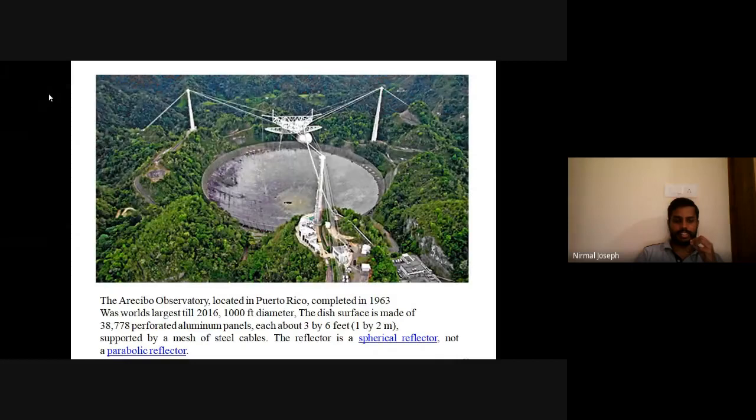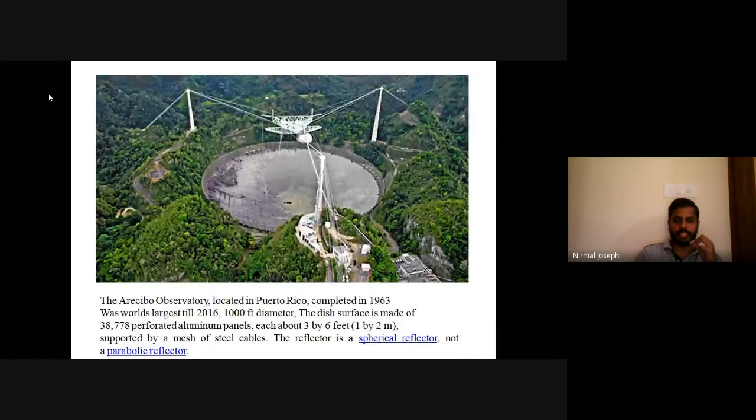Completed in 1963, it was the world's largest till 2016. In 2016, China made a larger reflector antenna than this. This is 1,000 feet in diameter. The dish surface is made of 38,778 reflected aluminum panels, each about 3 by 6 feet, and it's supported by a mesh of steel cables. The reflector is a spherical reflector, not a parabolic reflector. Now it is the second largest in the world.